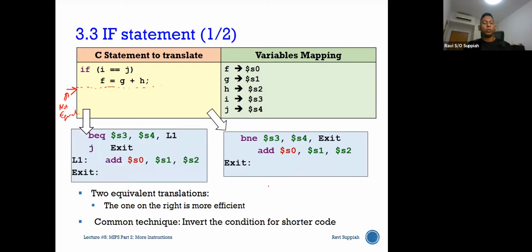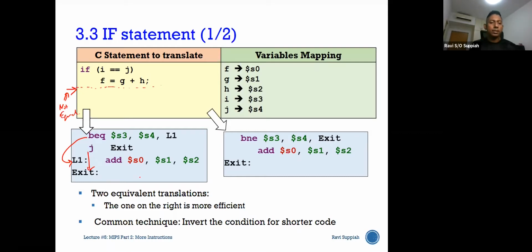If I were to do the direct translation, that means I say, okay, since the C code is checking for equal, let me do the equal. So branch if equal S3, S4 to L1. So if it is equal, I will come to L1. But if it is not equal, I must not do the addition. All right. So that is where I say I jump to exit.